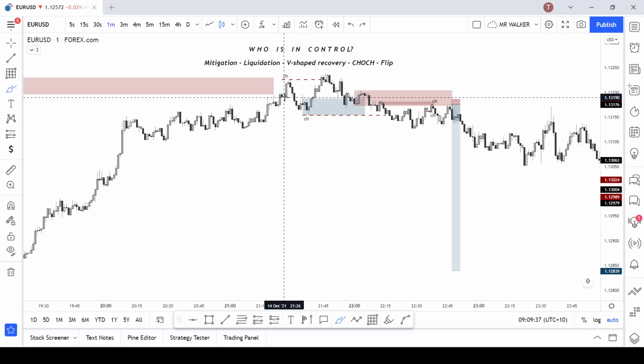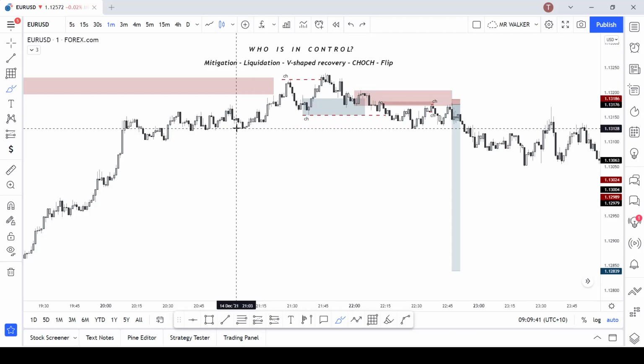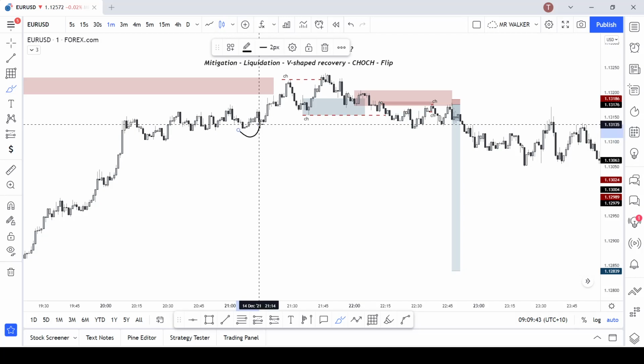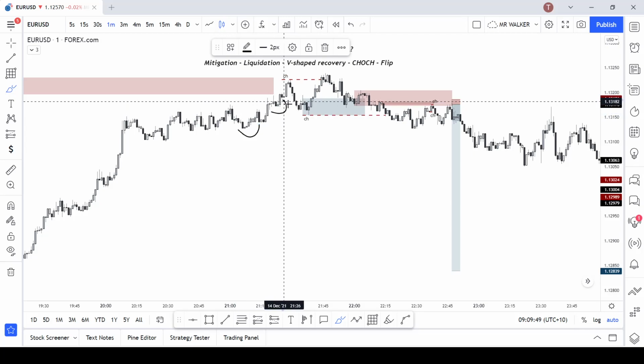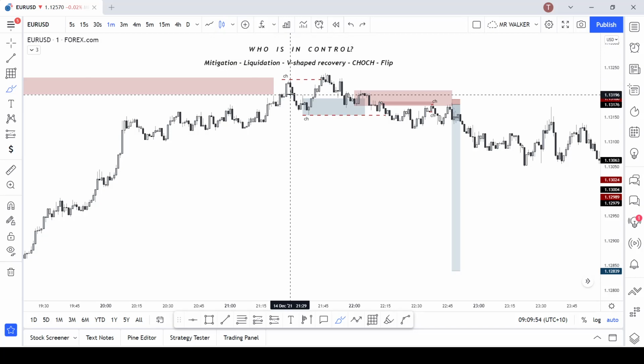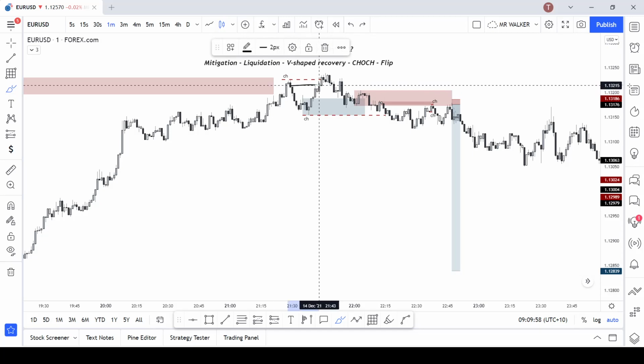Which means that if you were looking for the CHoCH in this case and you picked this low as the lowest point, then you were right. If you picked this or even this low as the lowest point of your leg, then you are wrong, because you would have been stopped out if you were to sell from this order block. Okay.